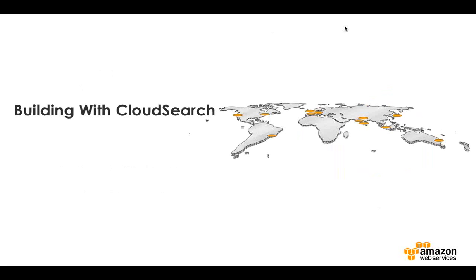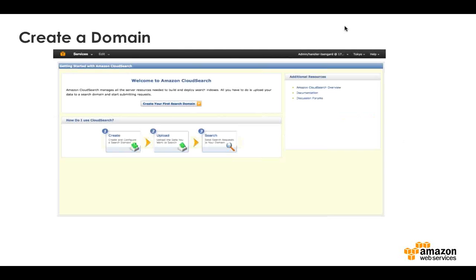Okay, we're going to transition into talking about CloudSearch and looking at the features that we've brought out recently. With CloudSearch, you start with what we call a search domain. A search domain wraps all of the software and hardware needed to run a search engine in the cloud.